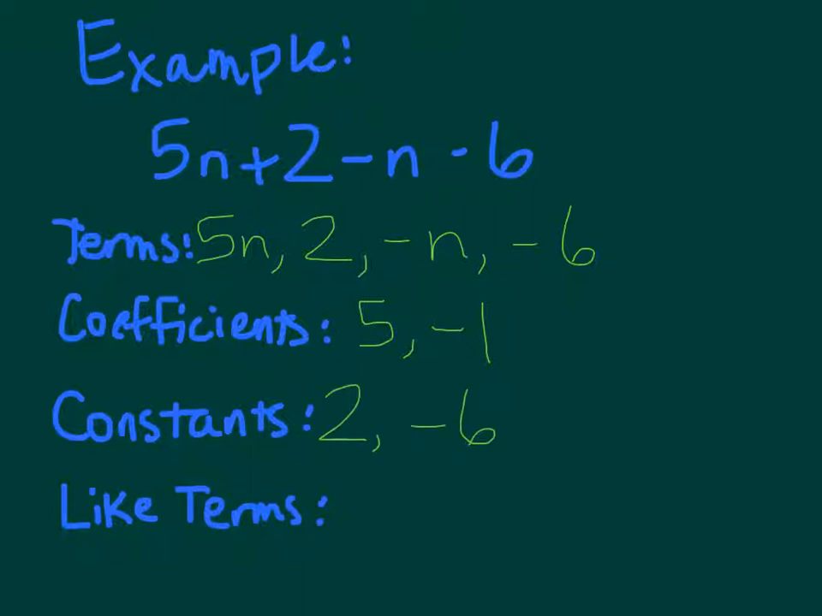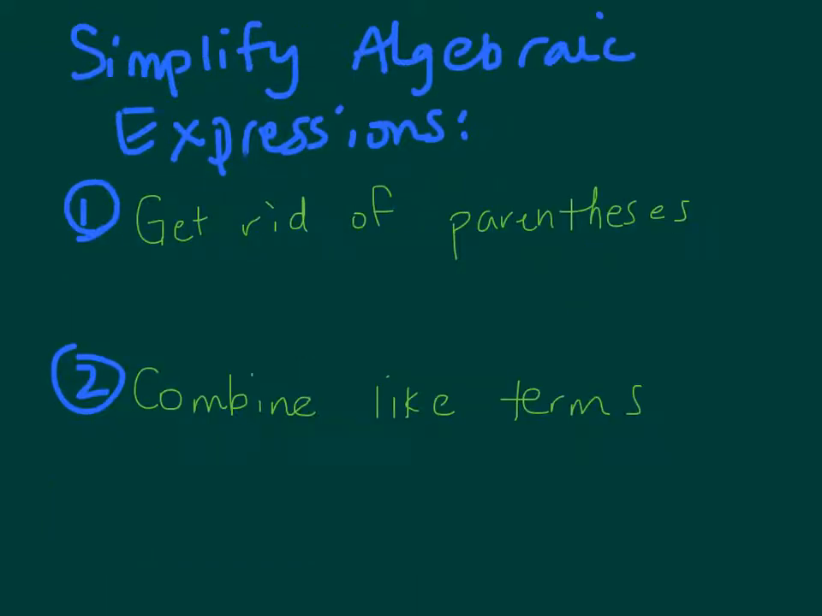And then my like terms are 5n and negative n, but don't forget that constants are also like terms, so I also have 2 and negative 6 that are another pair of like terms. Now, what do we do with these? We use this to simplify algebraic expressions.